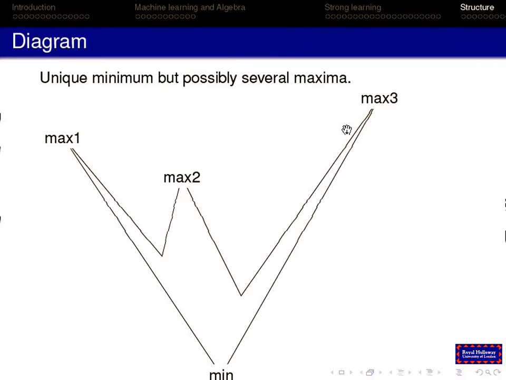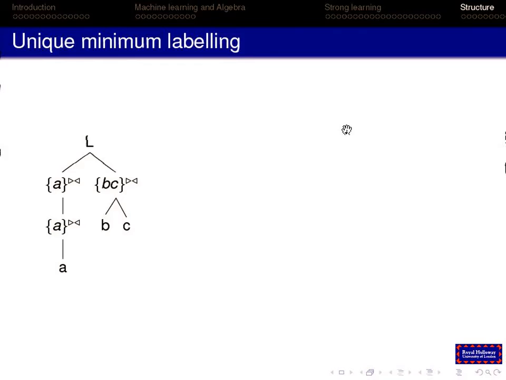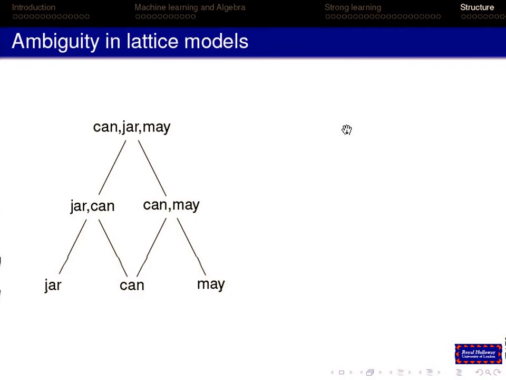So I'm running out of time a little bit. So the unique minimum labeling isn't very interesting. It's just a smaller set of strings that includes the yield of each subtree. Okay, but the maxima are much more interesting.